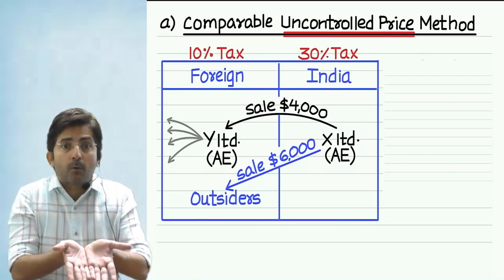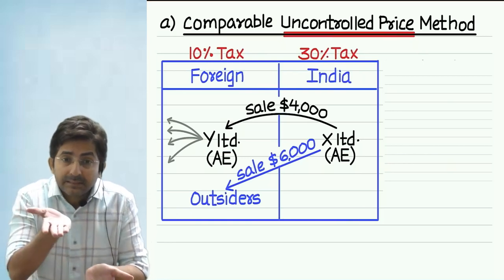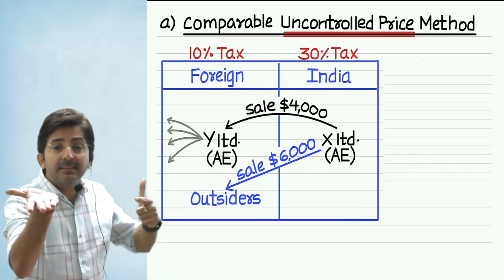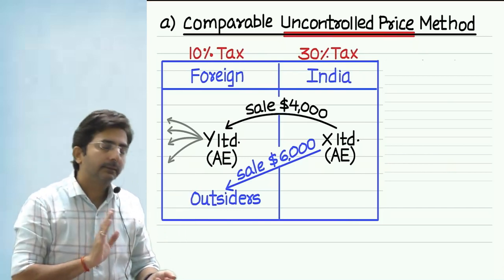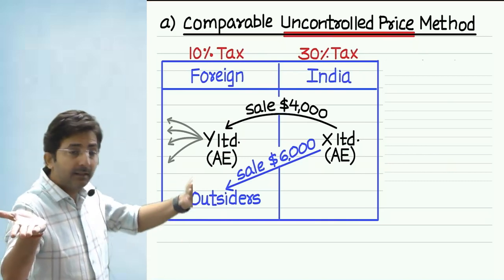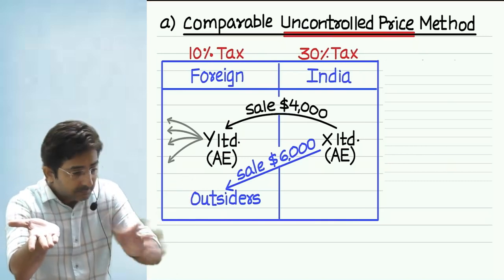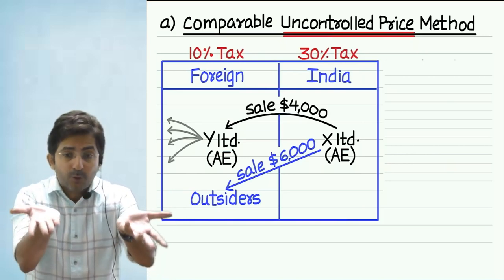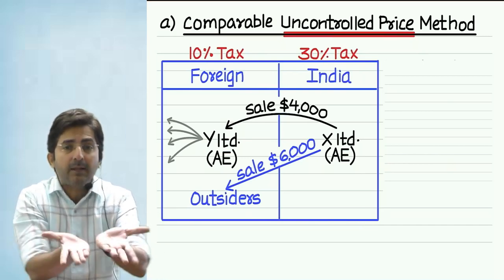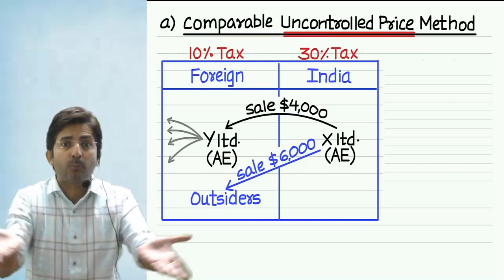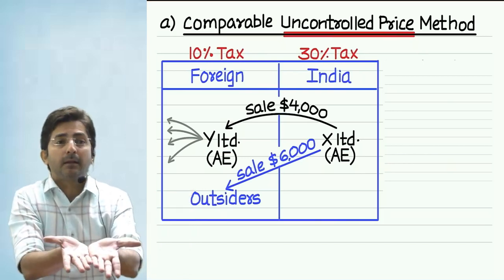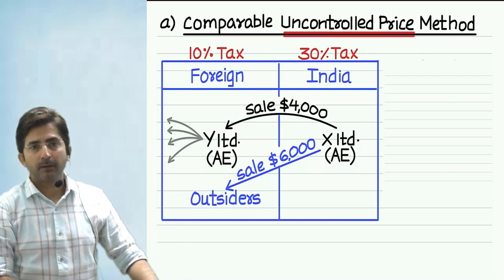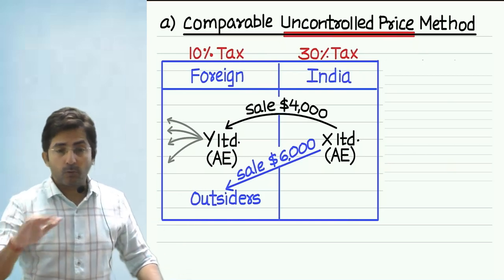But here there is a problem of parity. The transaction with Y is subject to discount. Repeat, the transaction with Y is subject to discount, whereas the transaction with outsiders is not subject to discount. So because of that, the transactions are not at the same level. So what to do? Obviously we will have to bring both the transactions to the same level, and once both come to the same level, then the comparison is proper.